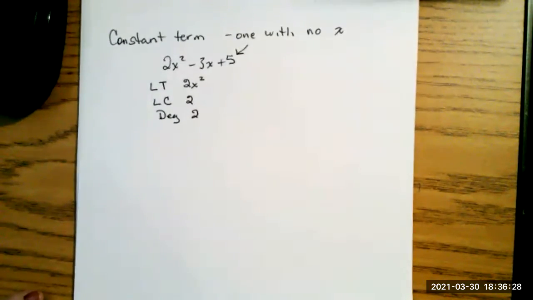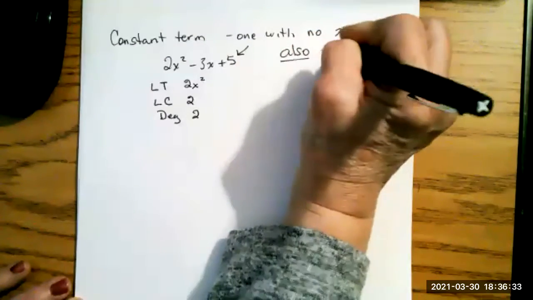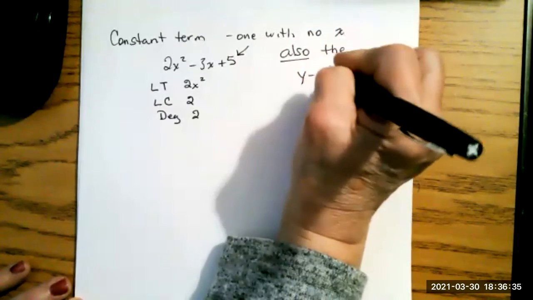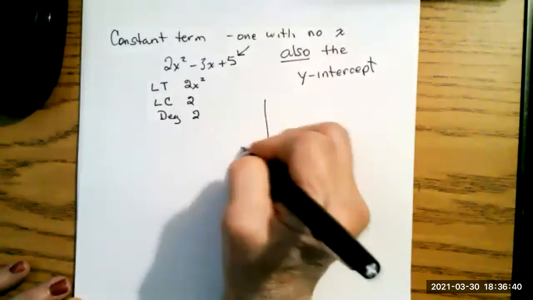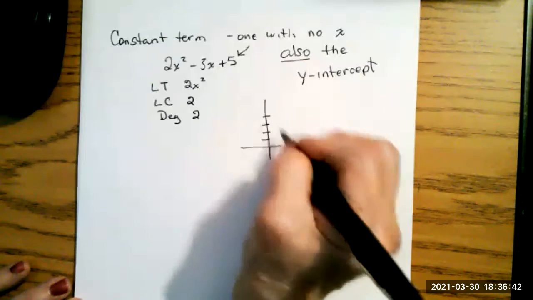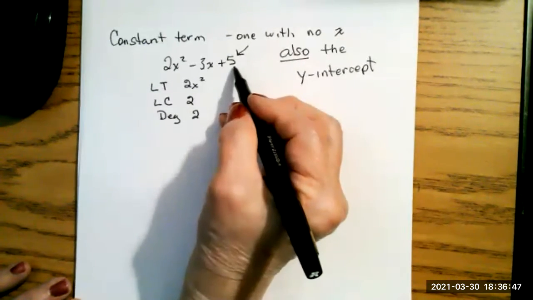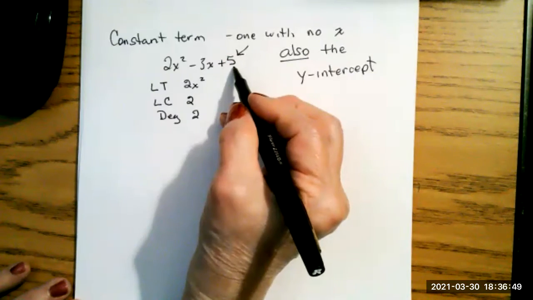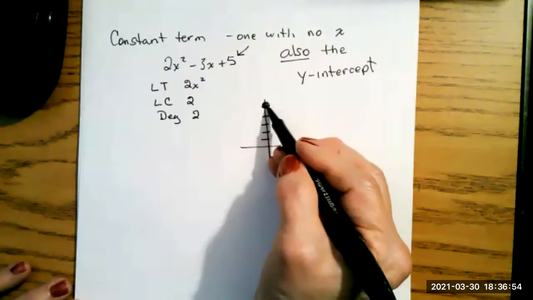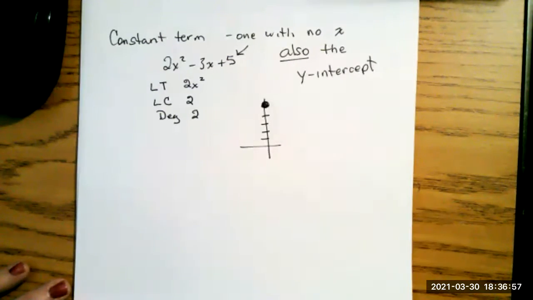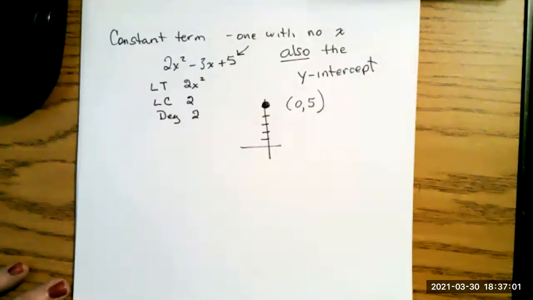The constant term is also the y-intercept. So this particular graph is going to cross 1, 2, 3, 4, 5. It's going to cross at 5. That's because that's the number on the end that's called the constant term. That also identifies the y-intercept. So that's where it's crossing the y-axis. It's crossing at the point (0, 5).